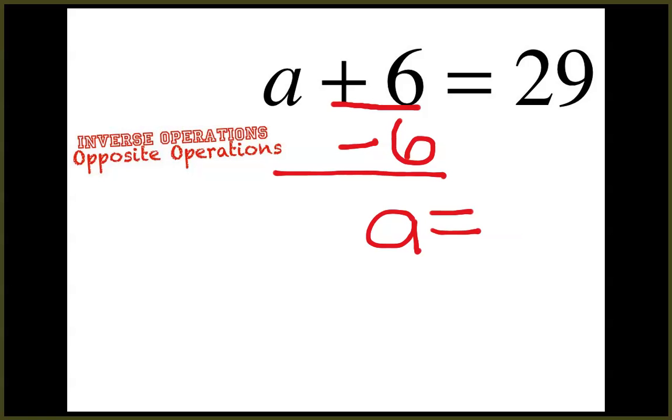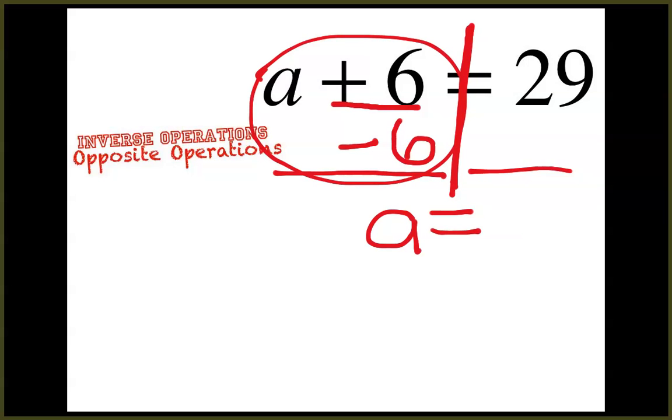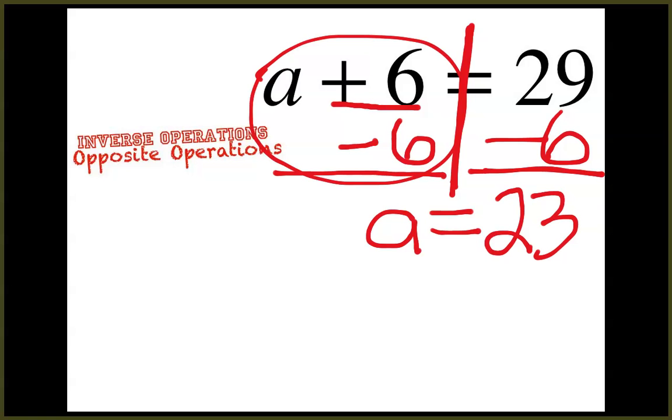Yeah, but I can't just subtract 6 from the left. I've got to keep this balanced. I subtracted 6 from the left side of the equation. Now I've got to subtract 6 from the right side of the equation to keep it balanced. 29 minus 6 is 23. And I think I've solved that equation.